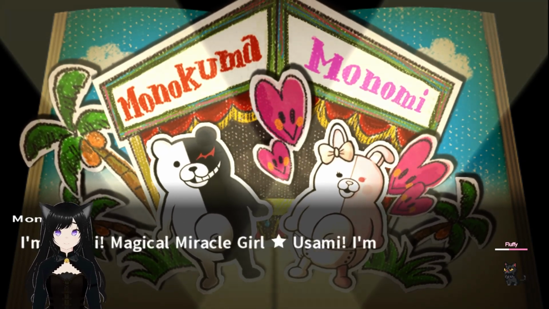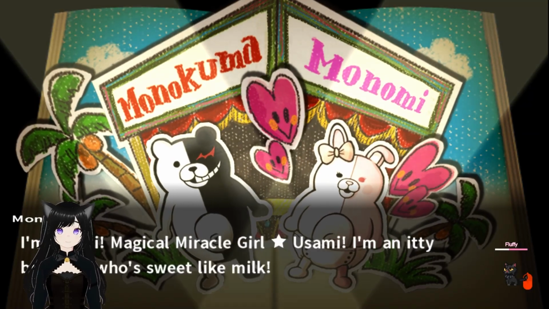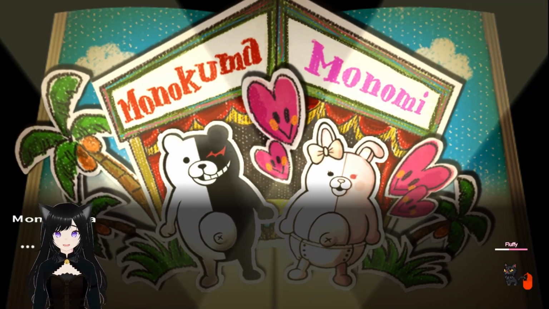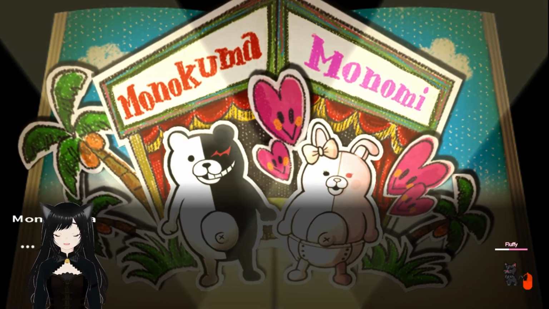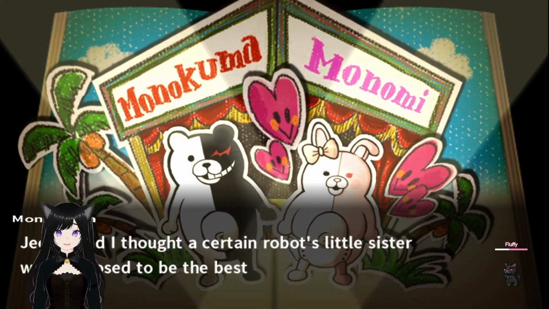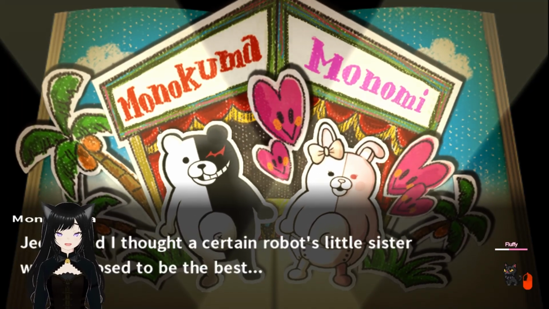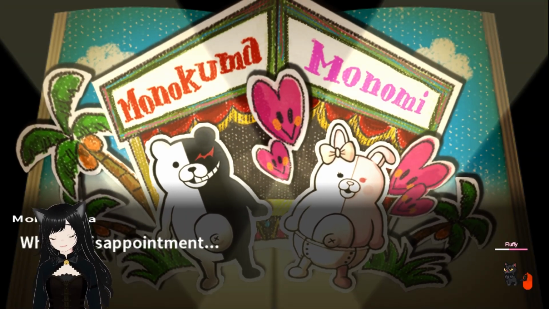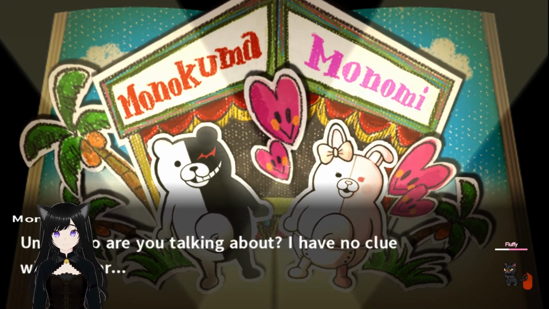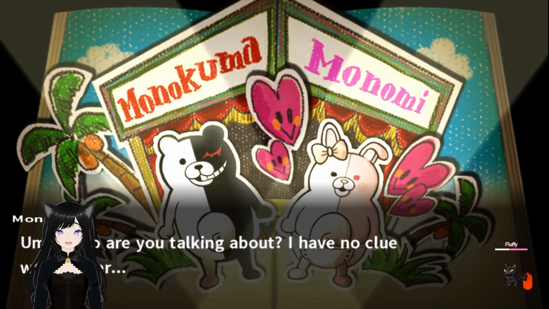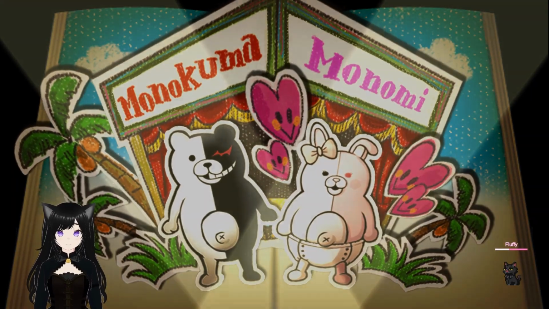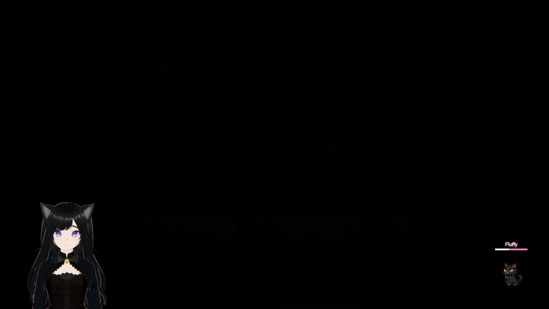Then... I'm Usami, magical miracle girl Usami. I'm an itty-bitty girl who's sweet like milk. Monokuma's just like... Jeez, and I thought a certain robot's little sister was supposed to be the best. What a disappointment! What are you talking about? I have no clue whatsoever. Oh boy.